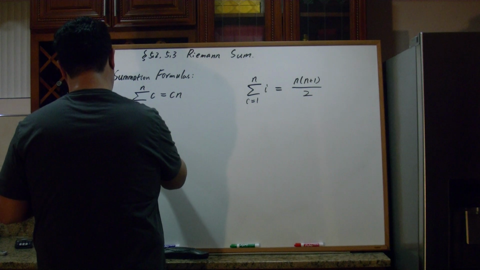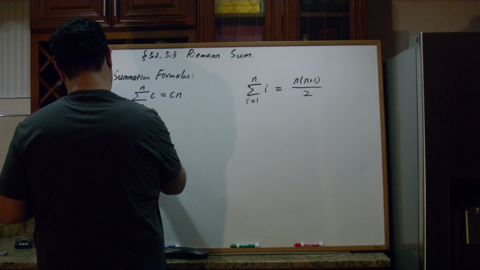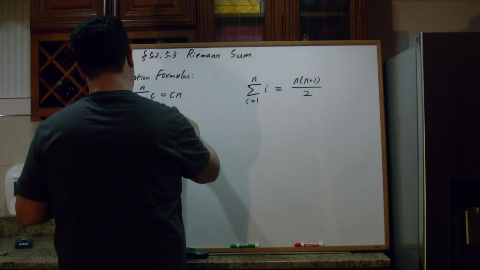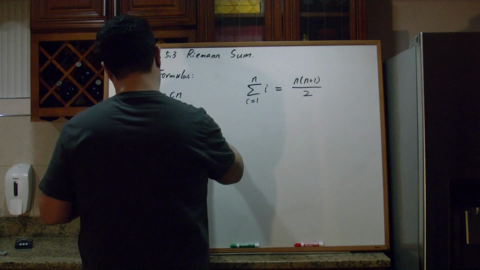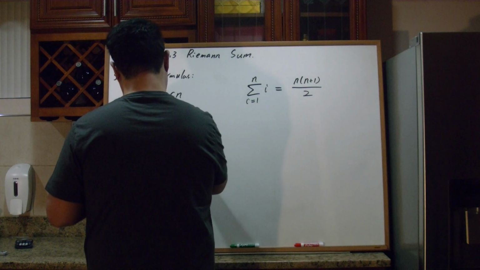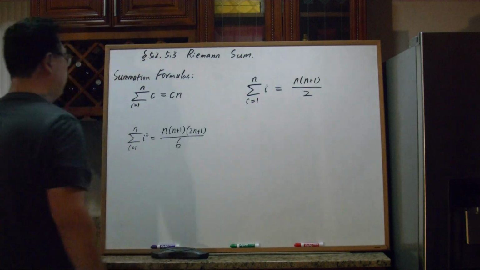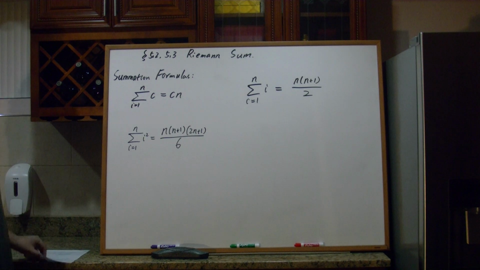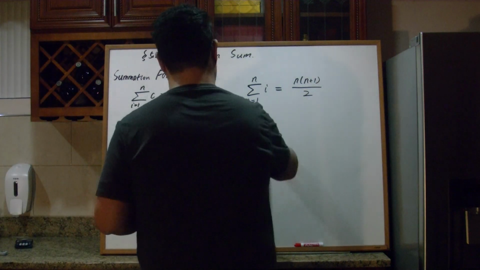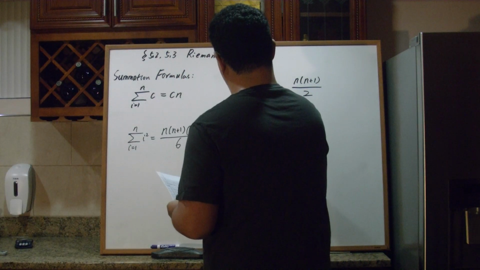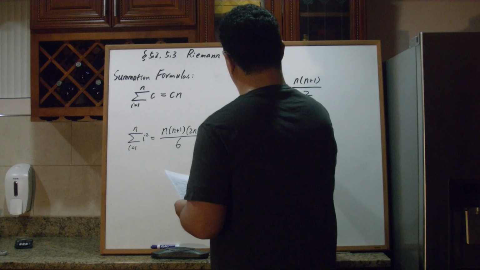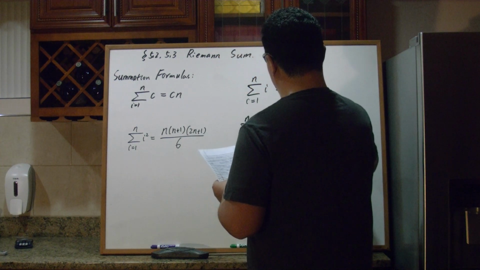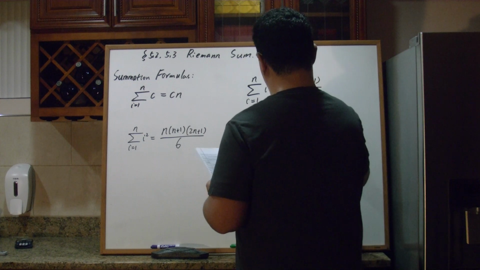And then the sum of i squared is n times n plus 1 times 2n plus 1 over 6. That is the sum of i squared. And the sum of i cubed, for i from 1 to n, is n squared times n plus 1 squared over 4.